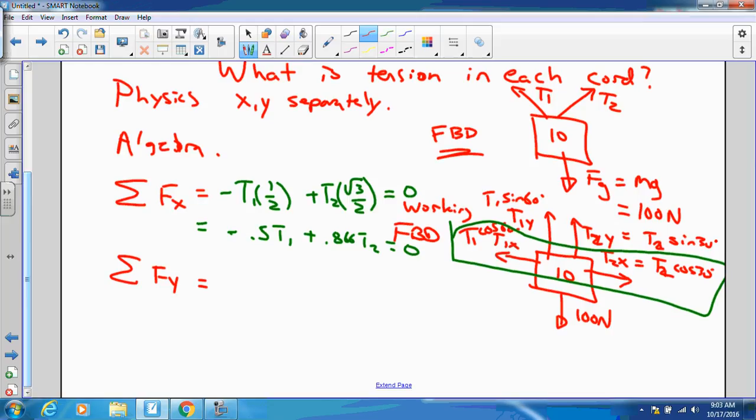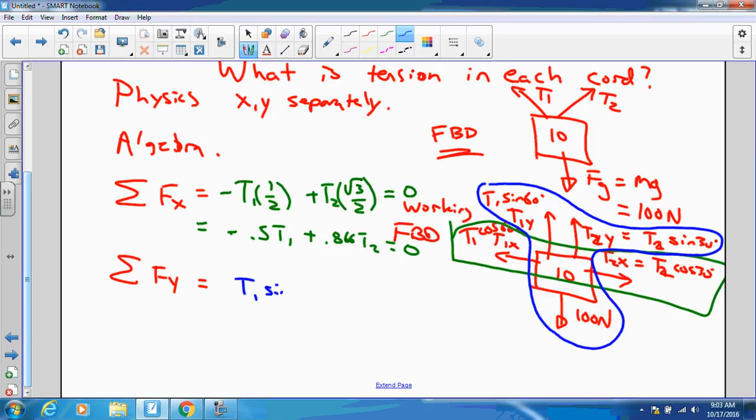When I do the same thing in the y direction, I want you to consider only my vertical arrows here, like that. Since T1y and T2y are both in the upwards direction, that will be positive. And so we have T1 sine 60 degrees plus T2 sine 30 degrees minus 100 newtons, and that equals 0 also.